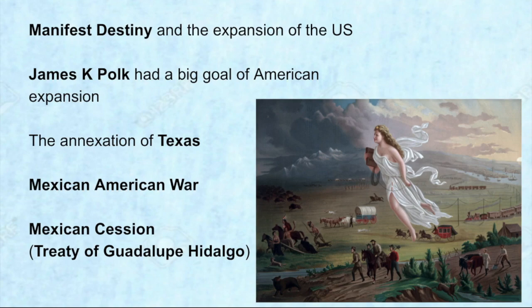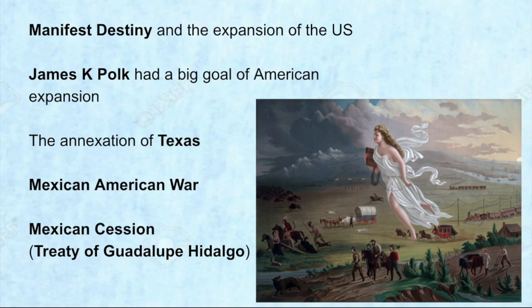It is very important to know about Manifest Destiny and the expansion of the United States at this point in history. Manifest Destiny was a widely held belief in the mid-19th century that American settlers were entitled to conquer and control North America. A famous illustration related to this was John Gast's painting, American Progress, which you can see down here at the right.